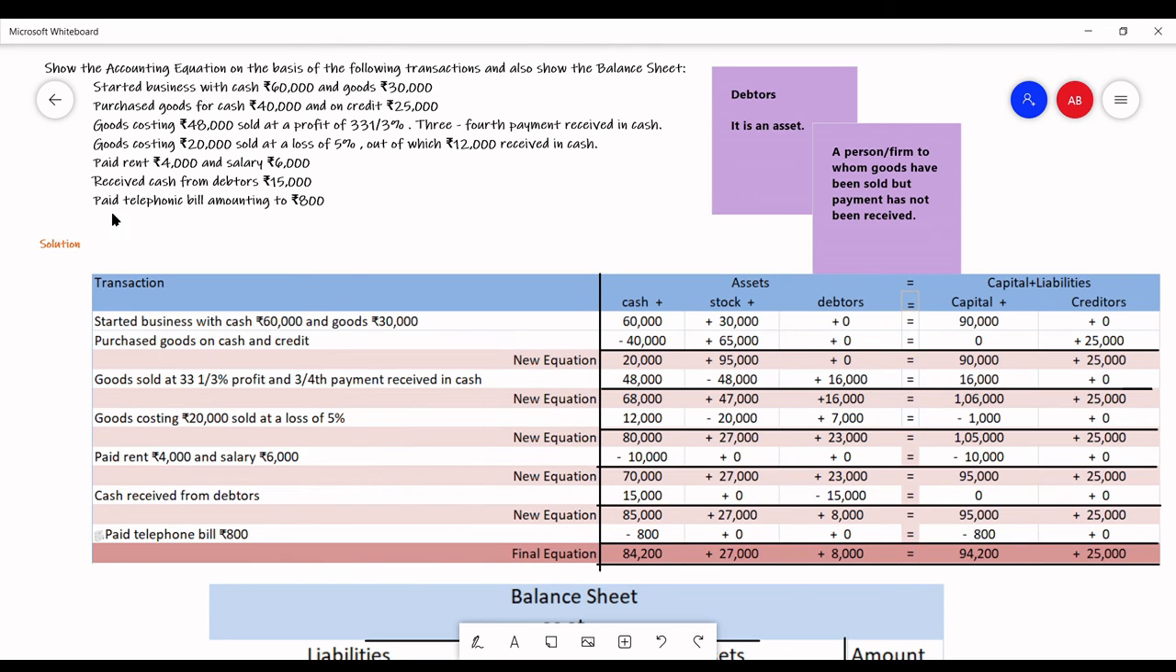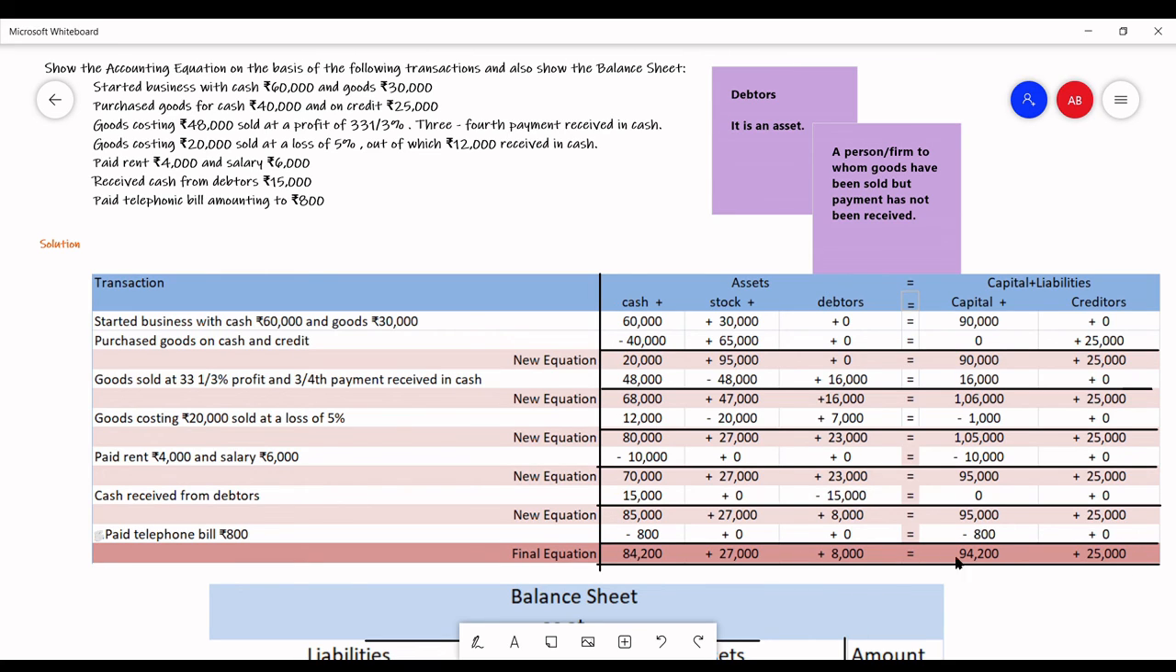The next transaction reads as paid telephone bill amounting to rupees 800. So payment of rupees 800 will reduce my cash. So I've reduced my cash by 800, and being an expense, it also affects my capital. So my capital also is reduced by rupees 800. Now we do a total to derive our final equation, which stands at cash for 84,200, stock at 27,000, debtors for 8,000, capital stands at 94,200 and creditors show a balance of 25,000.